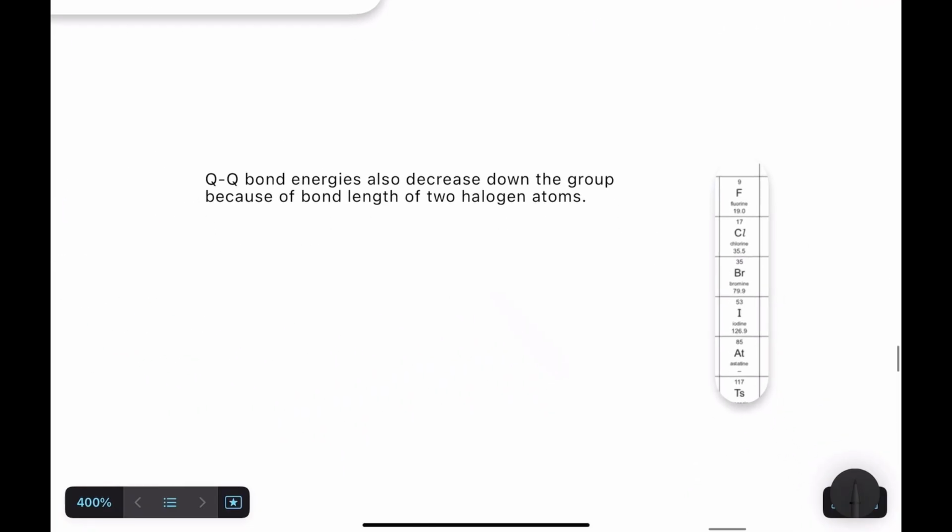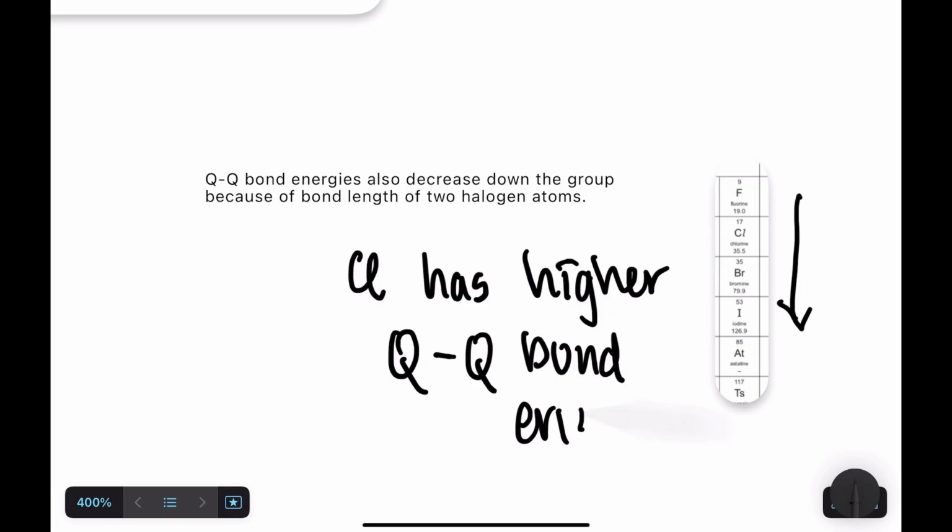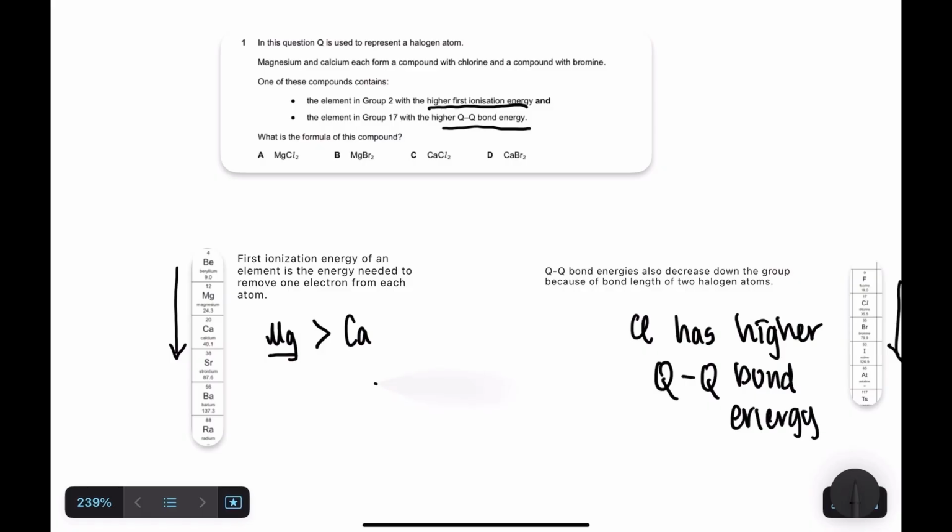And for group 17, X-X bond energies also decrease down the group because of the bond length of two halogen atoms. Therefore, fluorine has higher bond energy than bromine. So the answer is magnesium fluoride, and A.